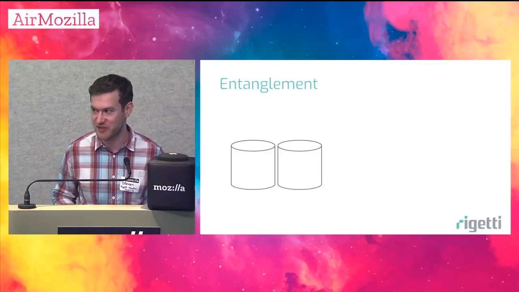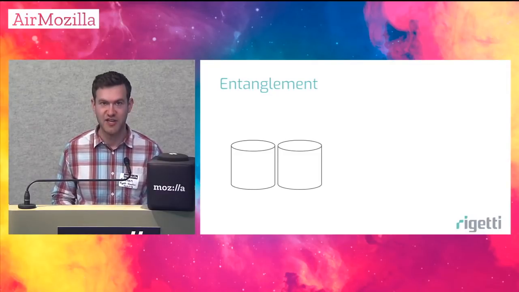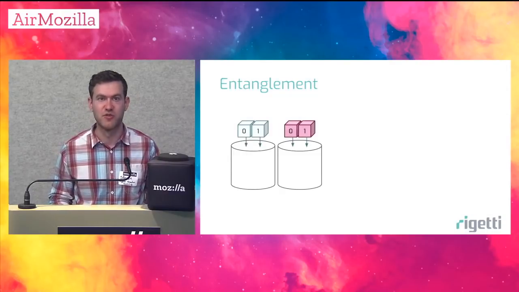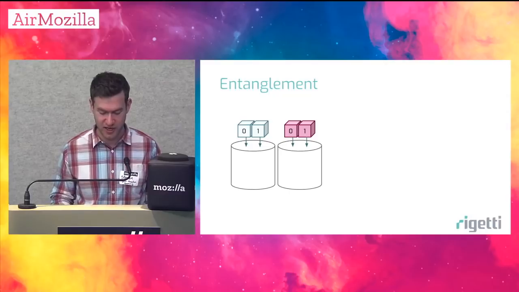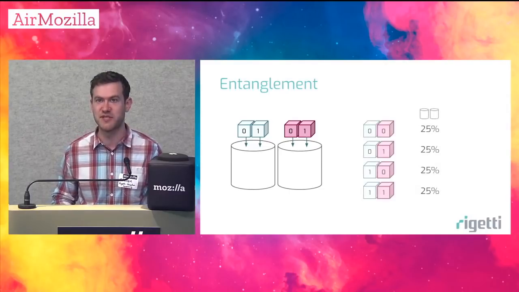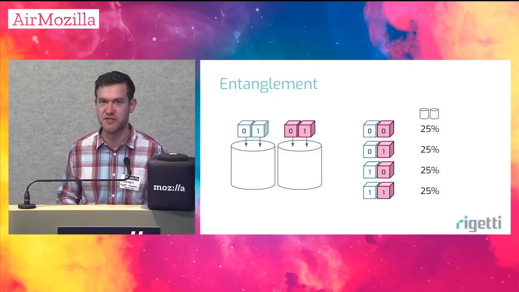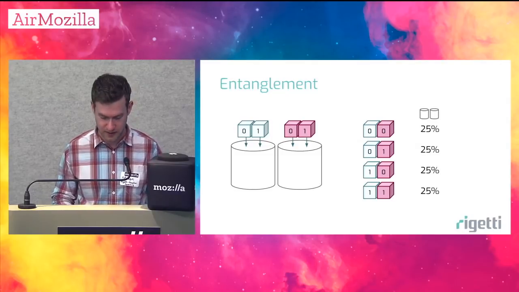So here's an analogy to explain entanglement. Imagine you had two buckets, and you placed inside these buckets the numbers 0 and 1. Now if we were to randomly select one number from each bucket, there's a 25% chance of each of the following outcomes occurring: either 0,0, 0,1, 1,0, or 1,1.